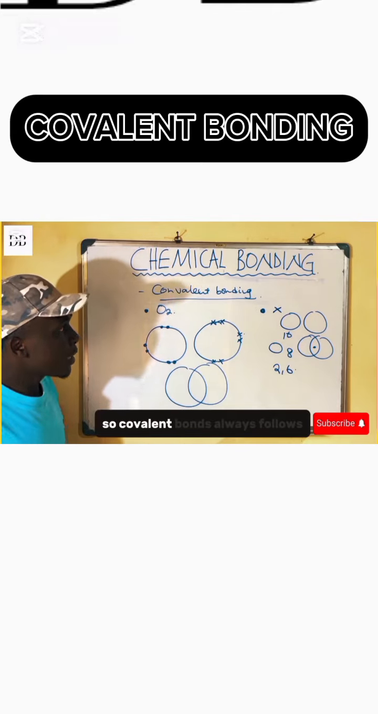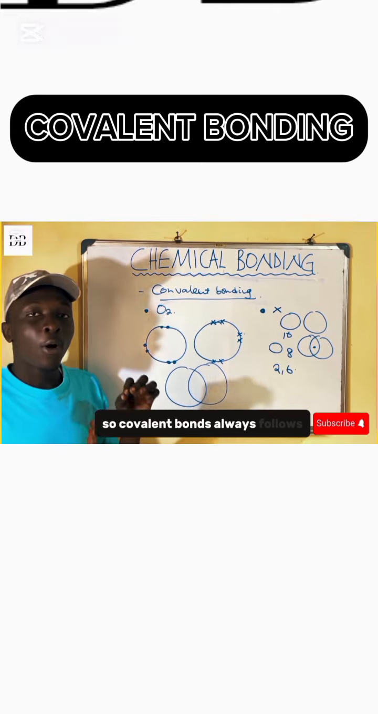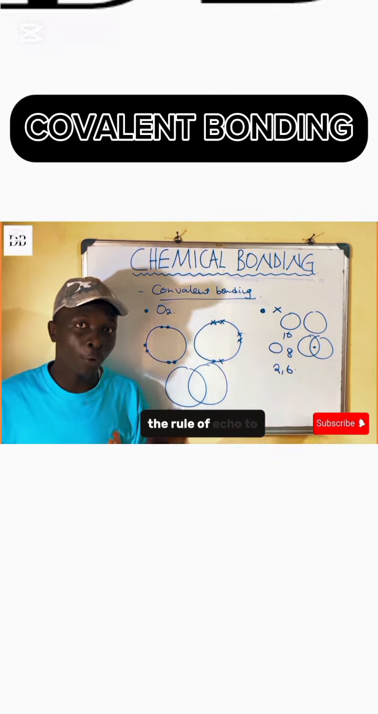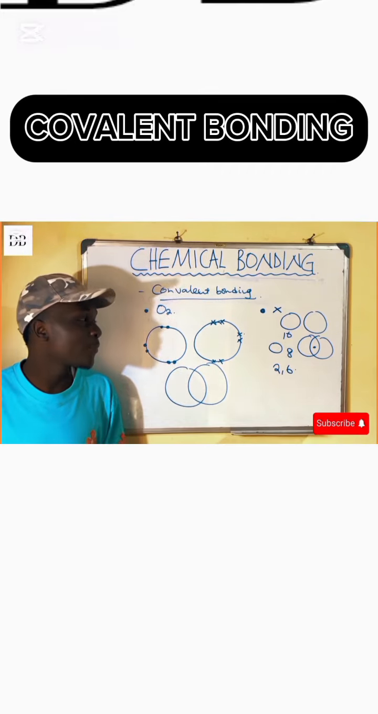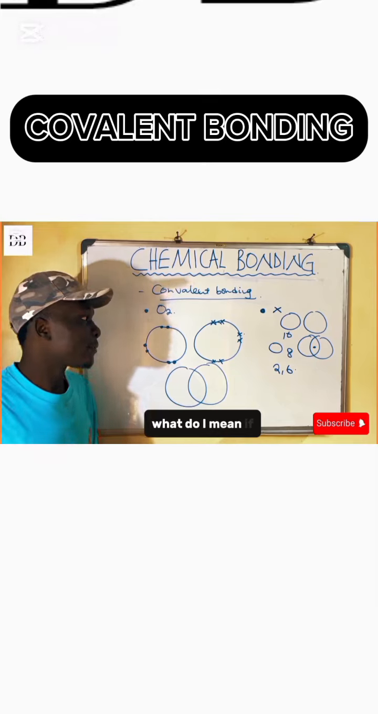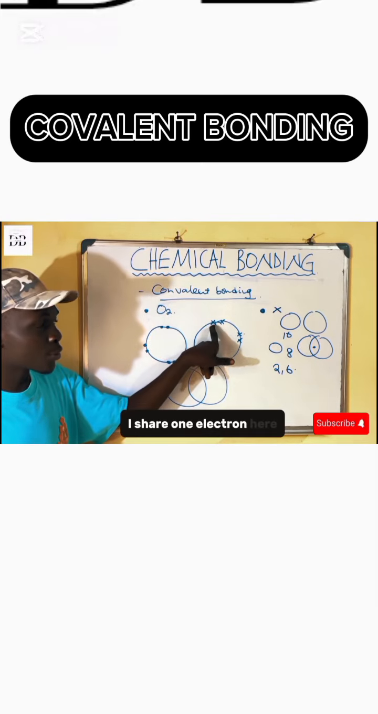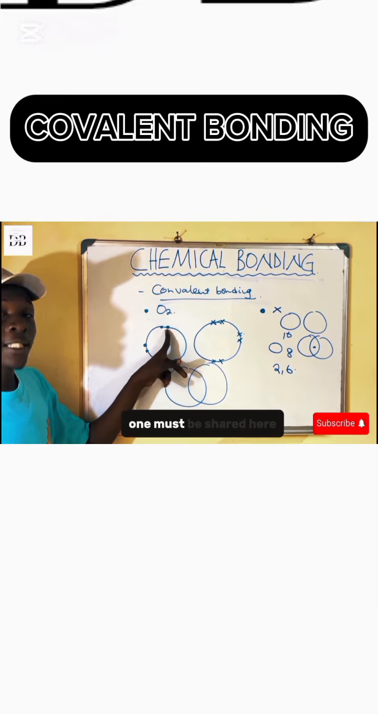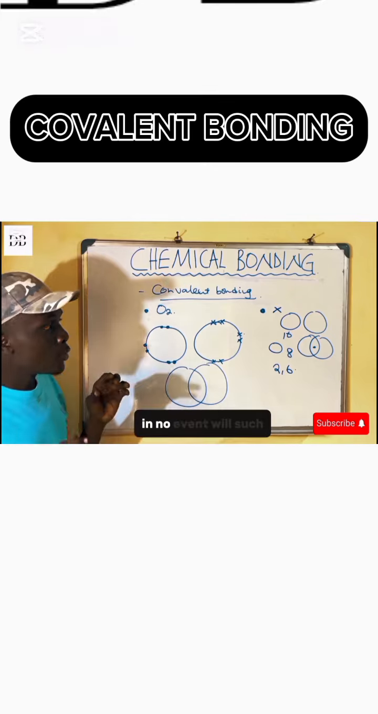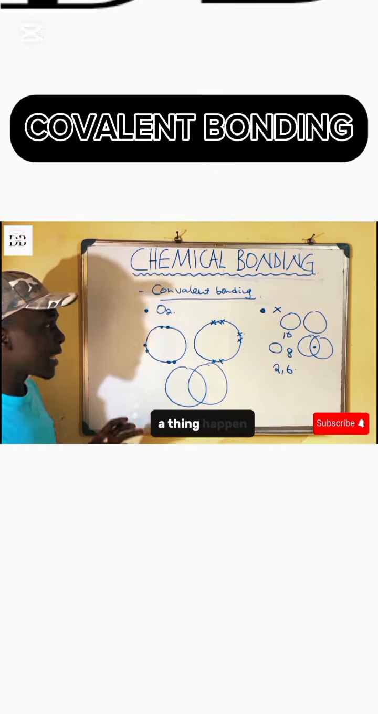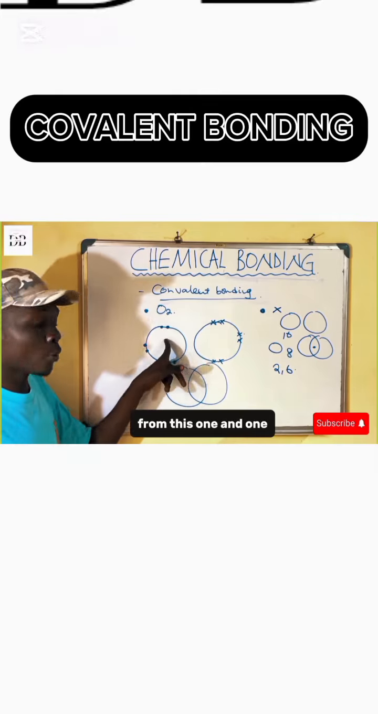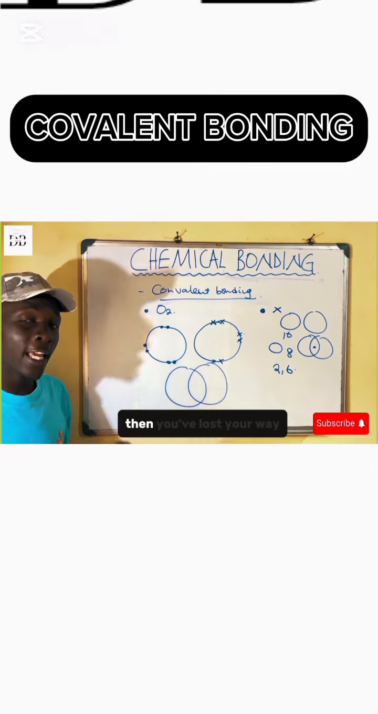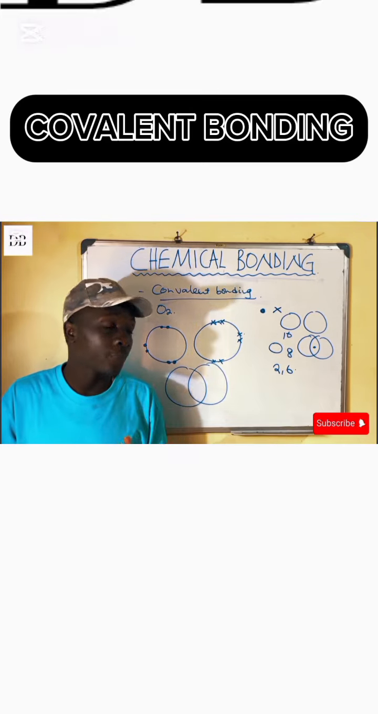So covalent bond always follows the rule of equal to equal, or eye for an eye. What do I mean? If I share one electron here, one must be shared here. In no event will such a thing happen such that you share two electrons from this one and one from this electron. Then you've lost your way.